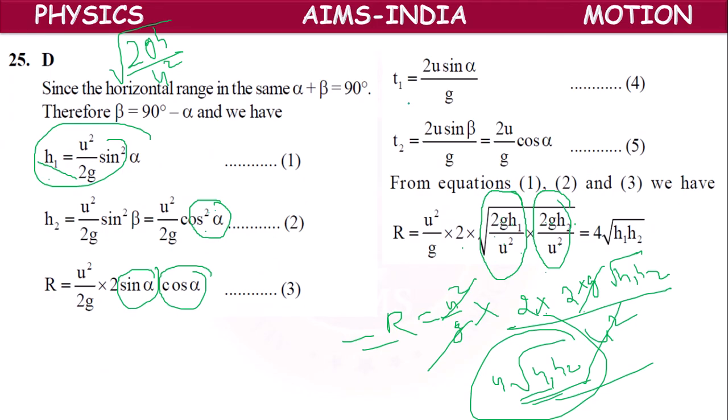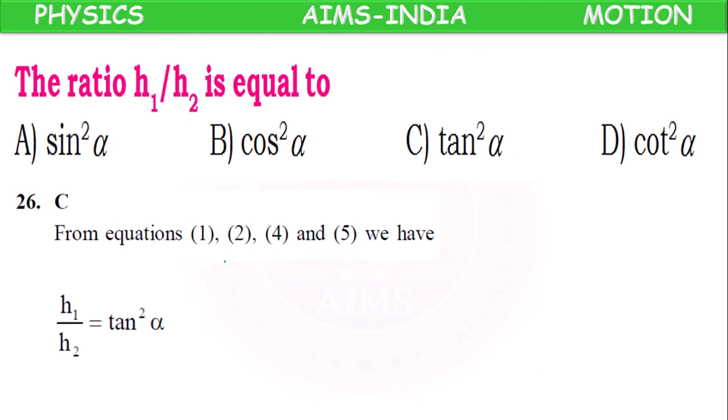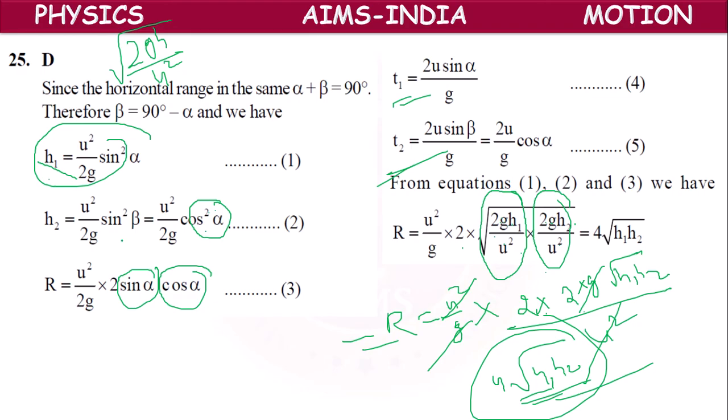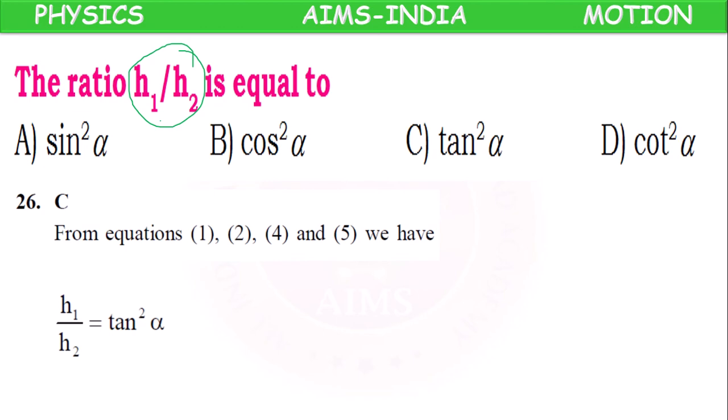So no need of time of flight, children. Without the time of flight equations, we were able to solve the answer. For the next question, we can use these times of flight. The ratio of H1 by H2, how much? If we divide these two, u square by 2g cancels, and sin square alpha by cos square alpha equals tan square alpha. So option C is correct.